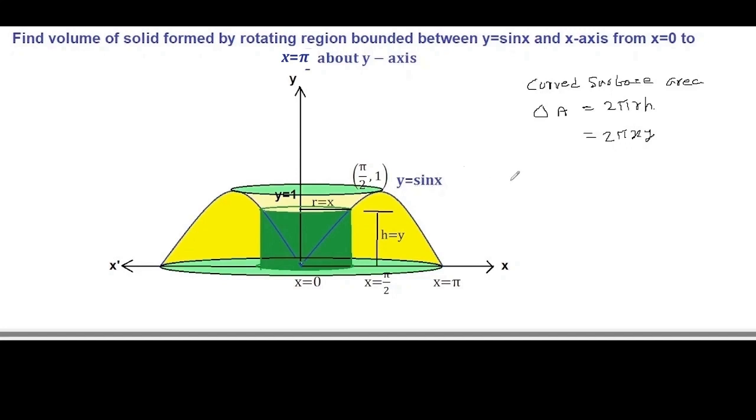It is better to convert the area into a single variable term. As this (x, y) denotes a point lying on the curve y = sin x, we can simply replace the y by sin x. So 2 pi x into sin x. This is the curved surface area of the cylinder.